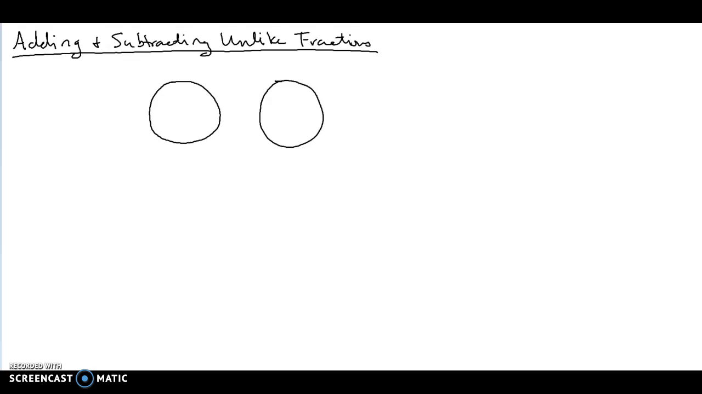In this particular video, we're going to talk about how to add and subtract unlike fractions. Now, before I actually get into how to do it, let's talk about why. Because we know that when we're adding and subtracting unlike fractions, we're supposed to have a common denominator, but most students don't really understand why. So I'm going to show you an example of why this is.